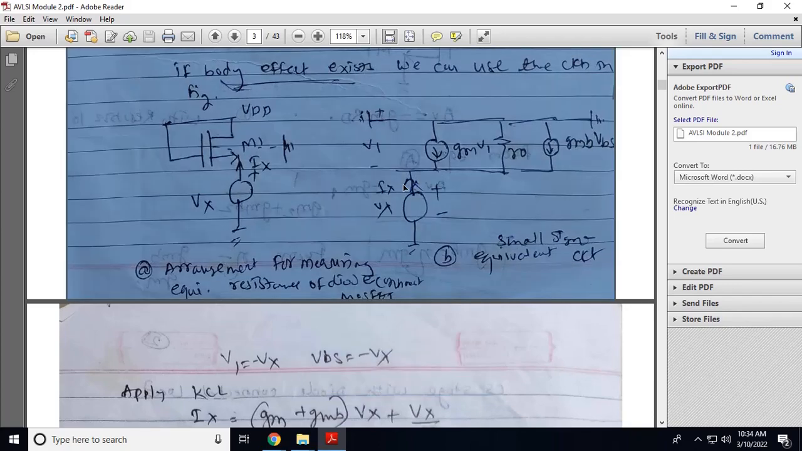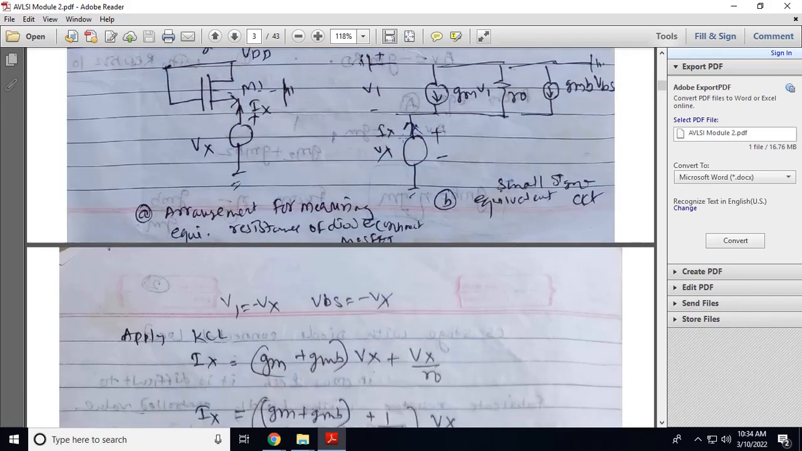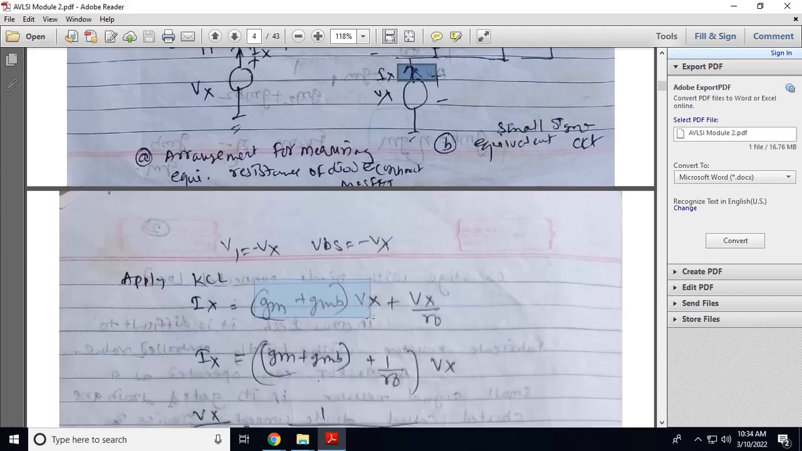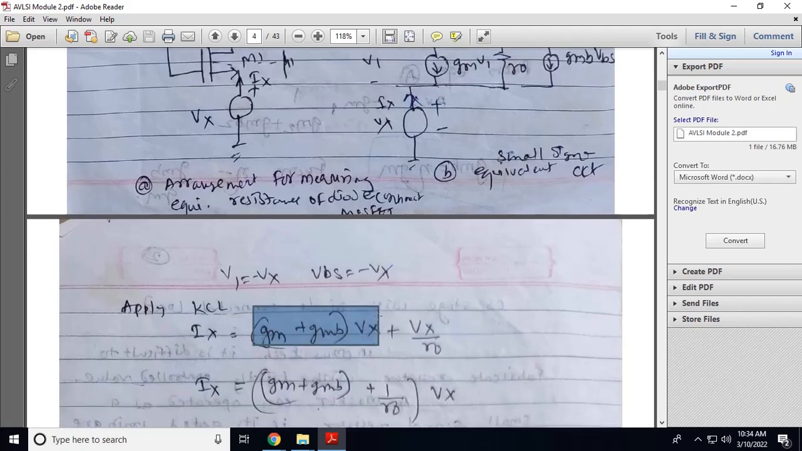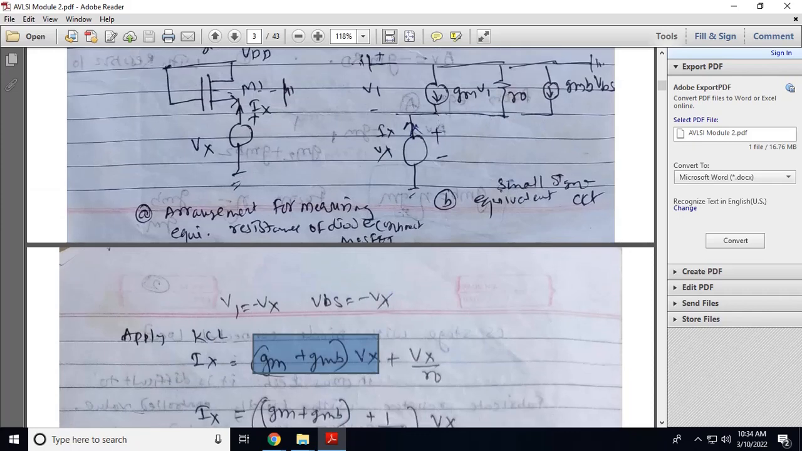I can apply the KCL here. So this Ix is equal to the current flowing through this, that is (Gm plus GMB) into Vx, plus the current flowing through this, that is Vx by R0. So we write the KCL here: Ix is equal to (Gm plus GMB) into Vx plus Vx by R0. This is the current flowing through the R0.